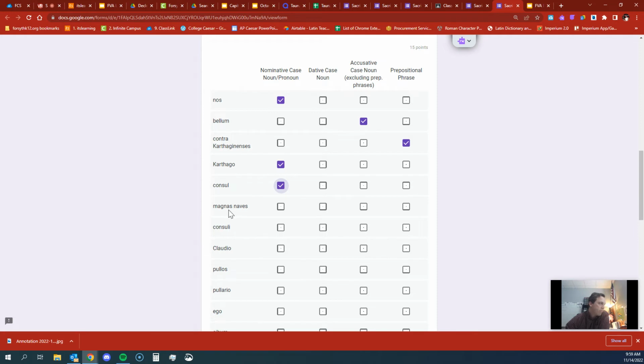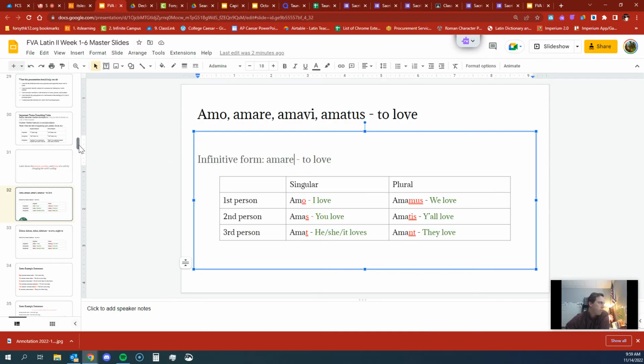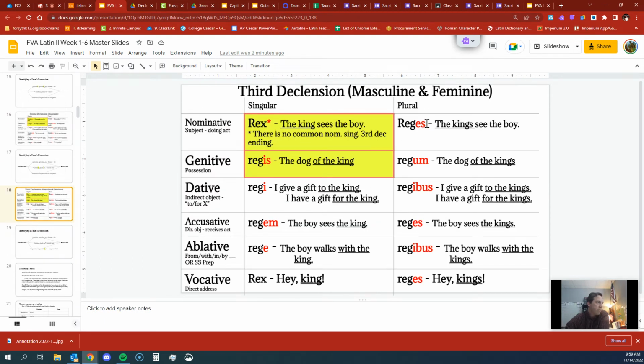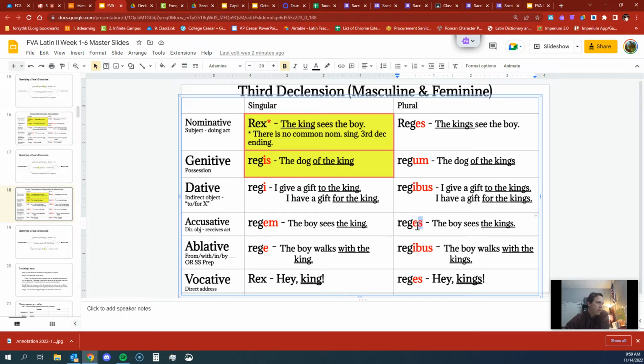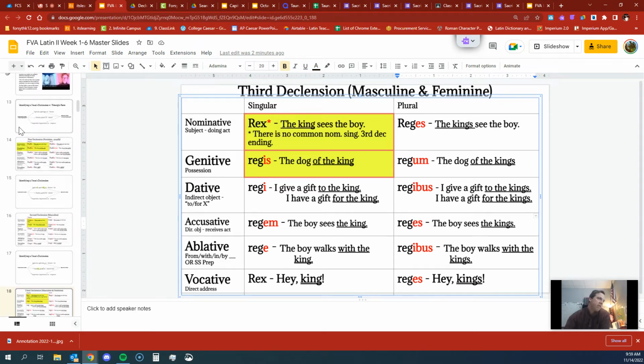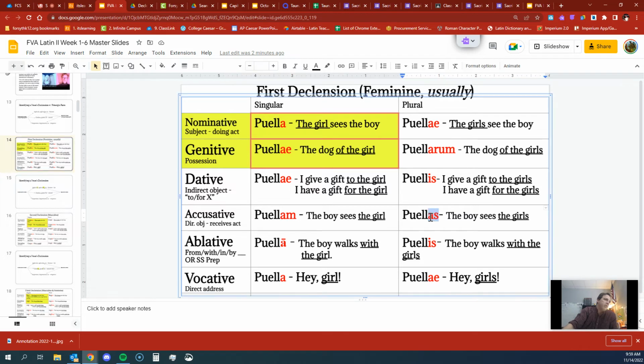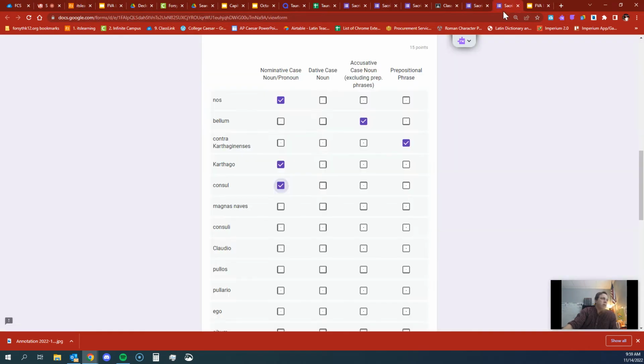Magnas naves. You'll see here, magnas naves. That means big ships or great ships. If you look at your third declension chart, which I'll go back to over here, you'll see -es can be nominative or accusative again. Well, that's confusing. I've included magnas with it because the adjective describing it needs to match it in case, number, and gender. So you'll see over here, magnas is actually an accusative ending. So that tells us that naves is also accusative. So this will be accusative.